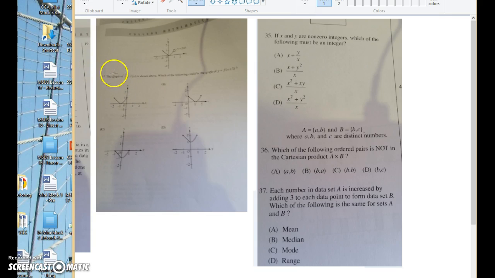All right, for question 33, I have to say it's a remarkably good picture quality. Thank you for that, Gennady.